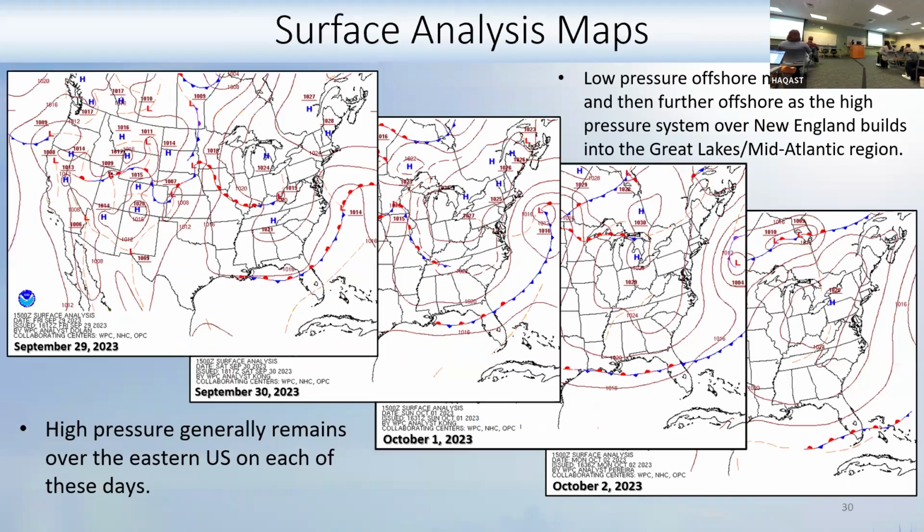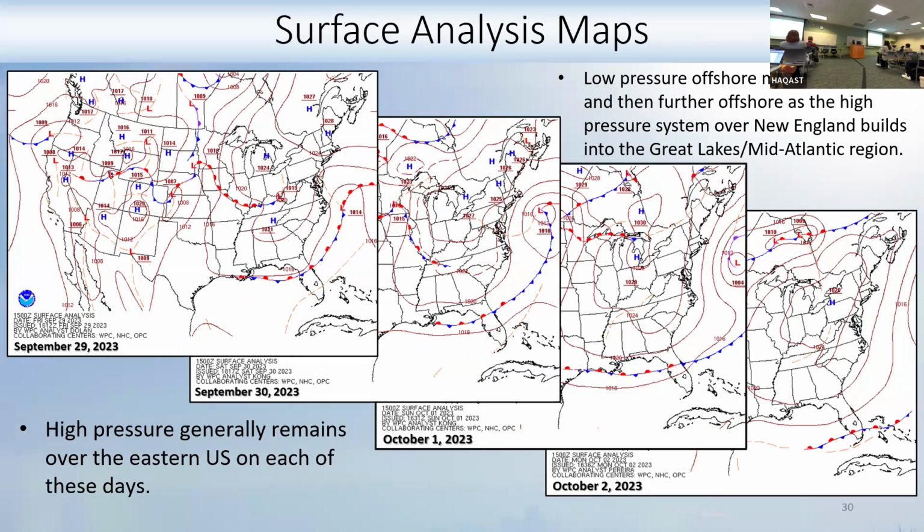So I am showing here the 15Z surface analysis maps to give you a better idea of how that smoke plume was transported into Connecticut. I have September 29th on the left through October 2nd on the right. There's 3 things I really want to highlight here. The first is that general area of high pressure in the eastern United States, with that stationary front moving southward over Florida on each of these days.